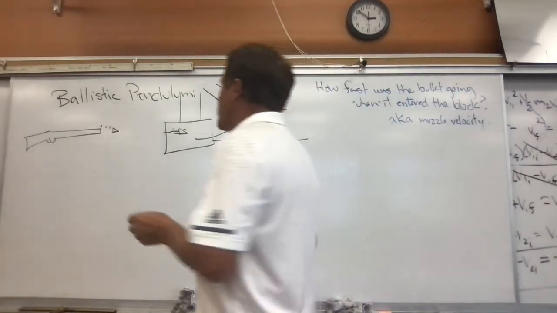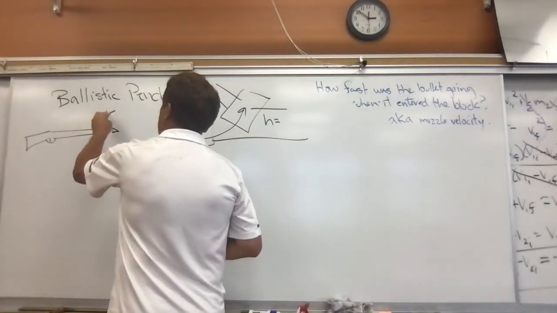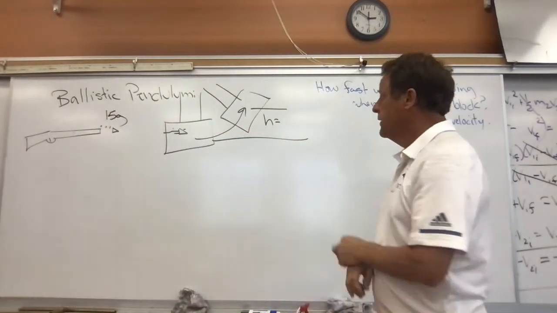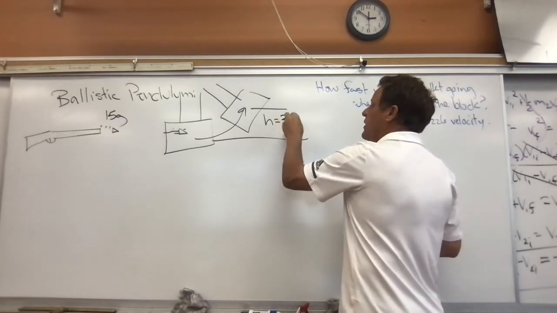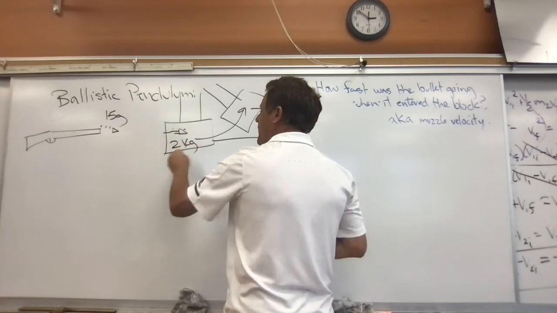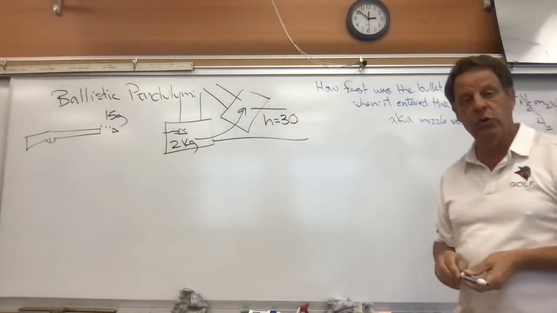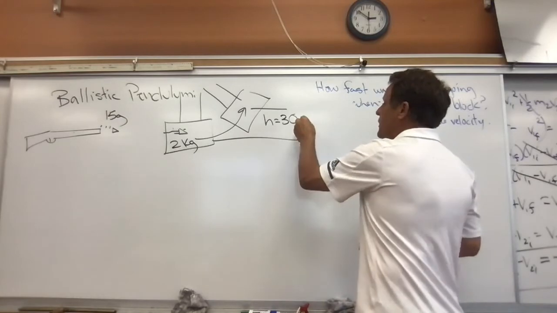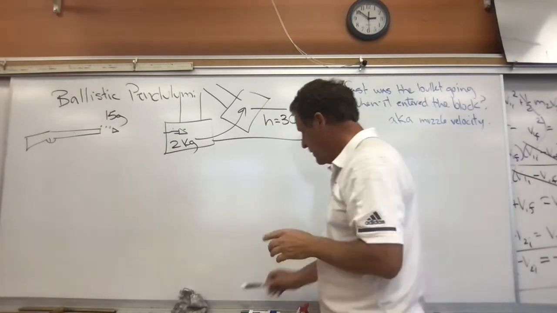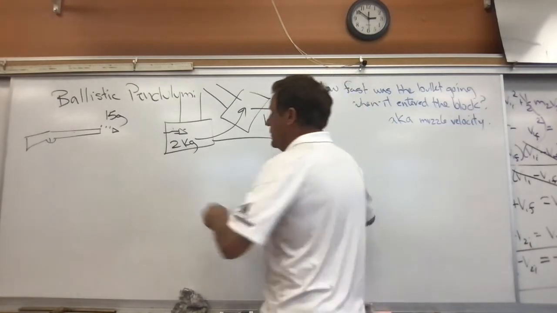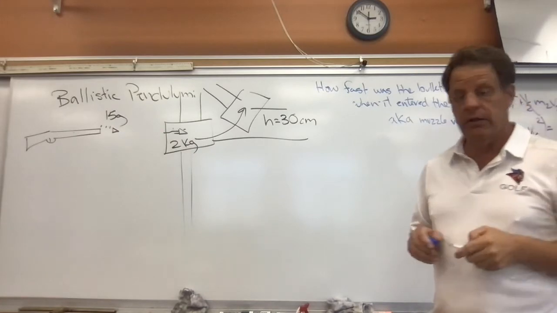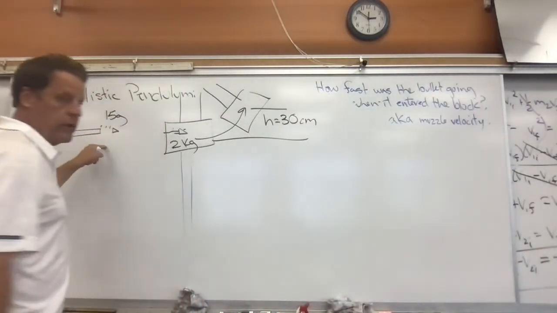All right, so we're going to say that this bullet is 15 grams. And once that 15-gram bullet hits this, let's say a 2-kilogram block, it is going to rise up 30 centimeters. Okay, so there are two parts to calculating this. One is conservation of momentum.